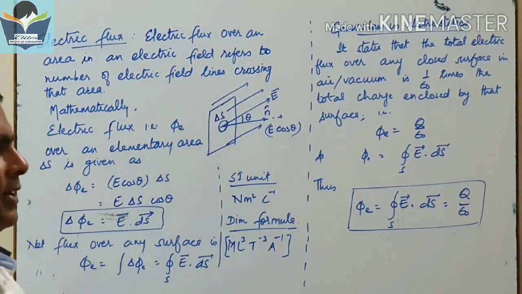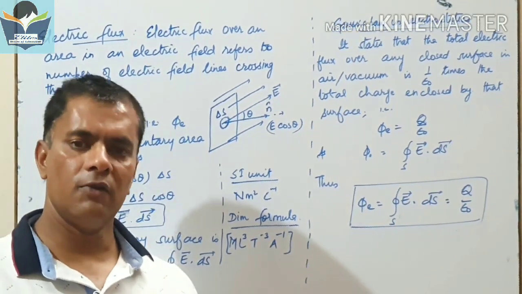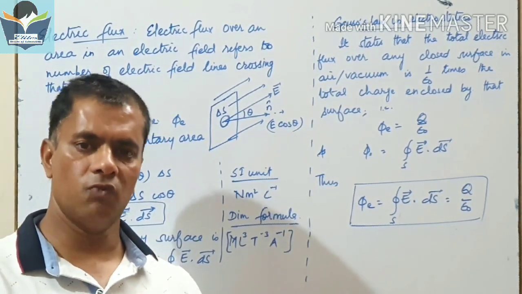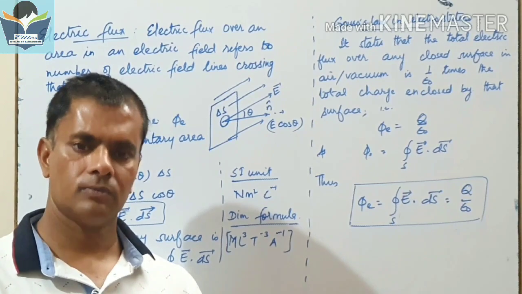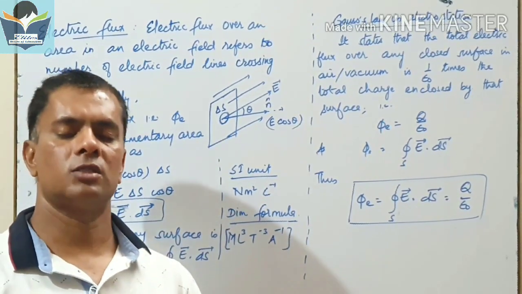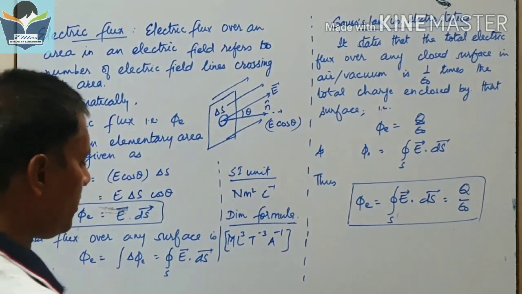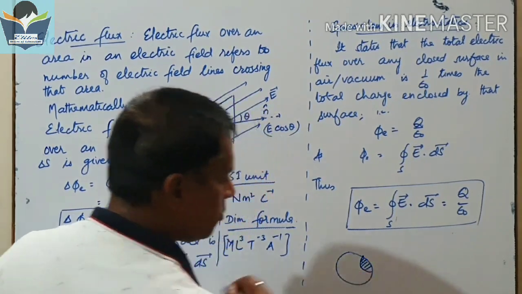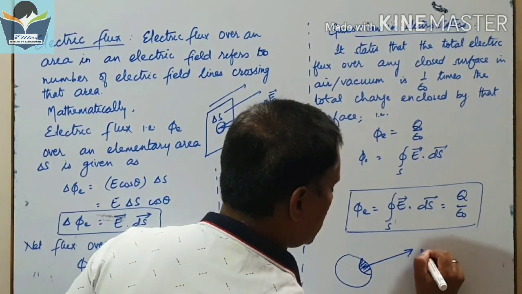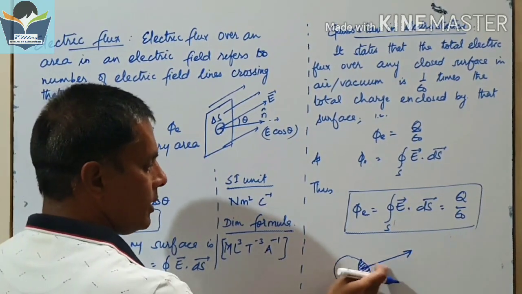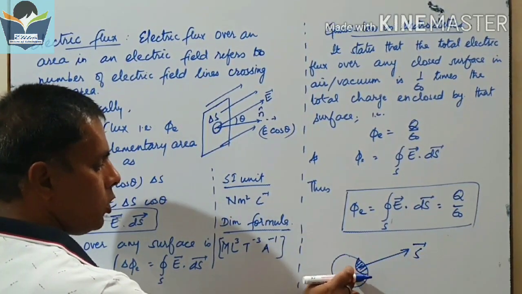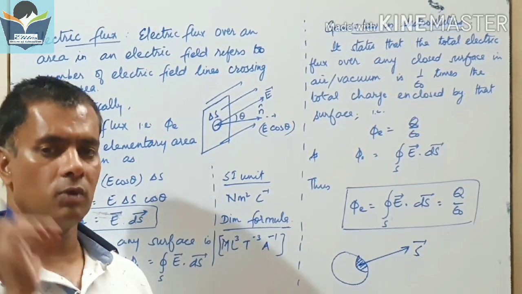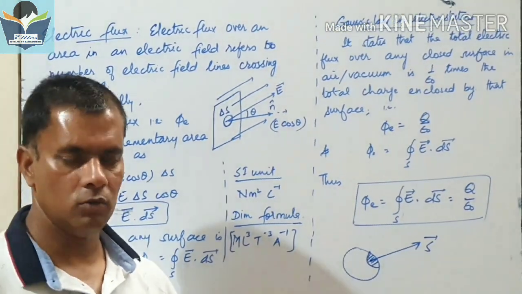So here also we assume the area to be a vector quantity, and for our convenience, by default we assume that the area, whenever considered as a vector, is directed normally outwards to the surface under consideration. That is, if this is the surface under consideration, and this is the area vector, then the direction of the area vector is normal to the surface, perpendicular to the surface. This is what we have to keep in mind while solving.